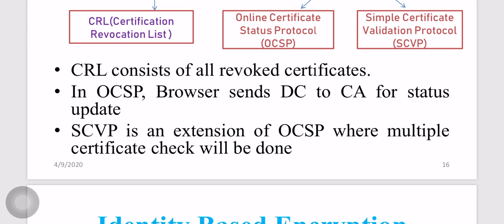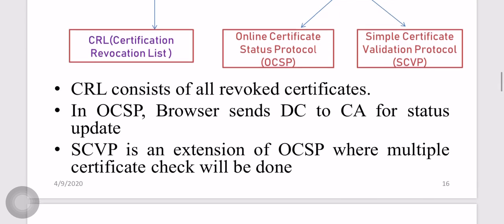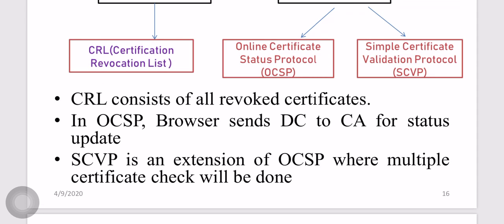In a similar way, SCVP, called Simple Certificate Validation Protocol, is an extended version of OCSP, where multiple certificates are checked in a single attempt. That is the meaning of SCVP, and almost all certificate revocation nowadays happens with the help of Simple Certificate Validation Protocol. This is a lecture series on key management.